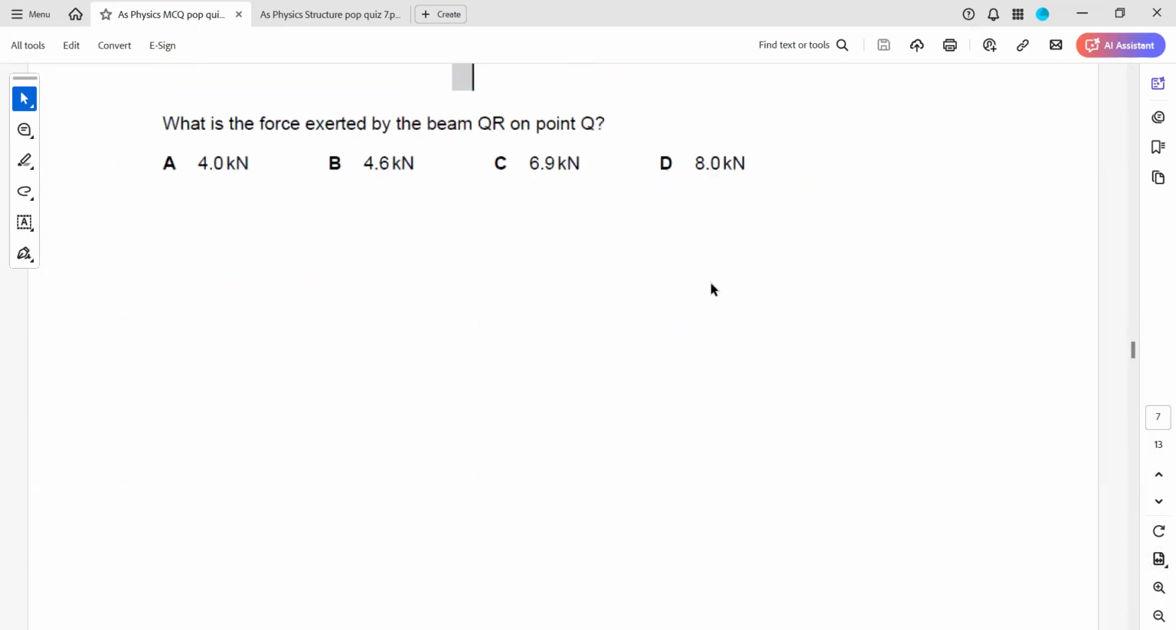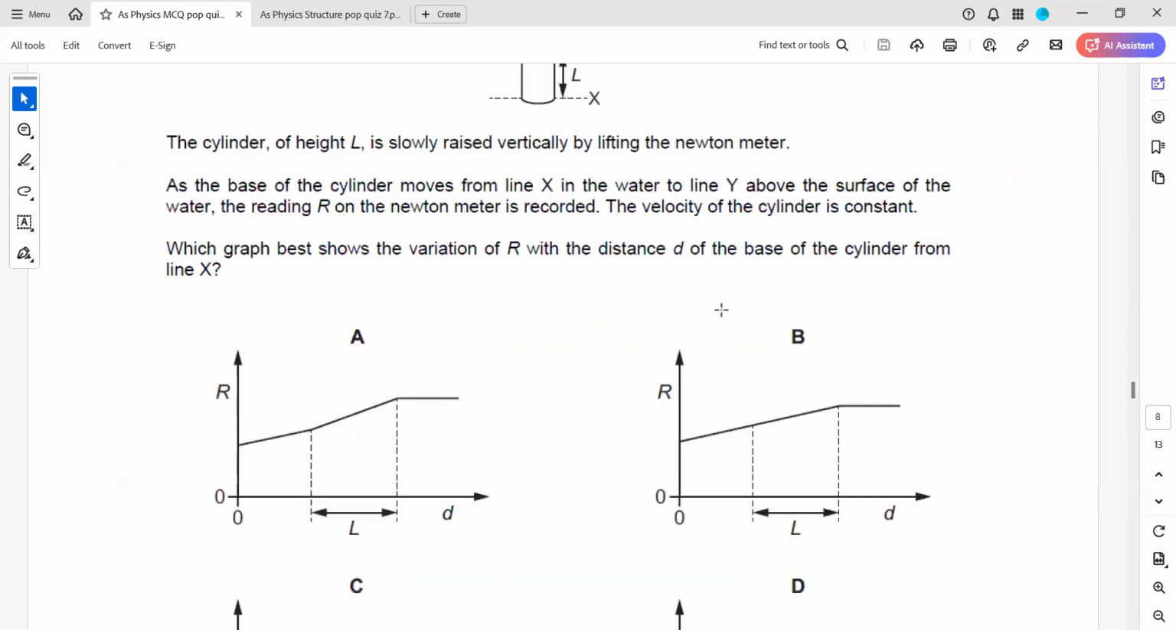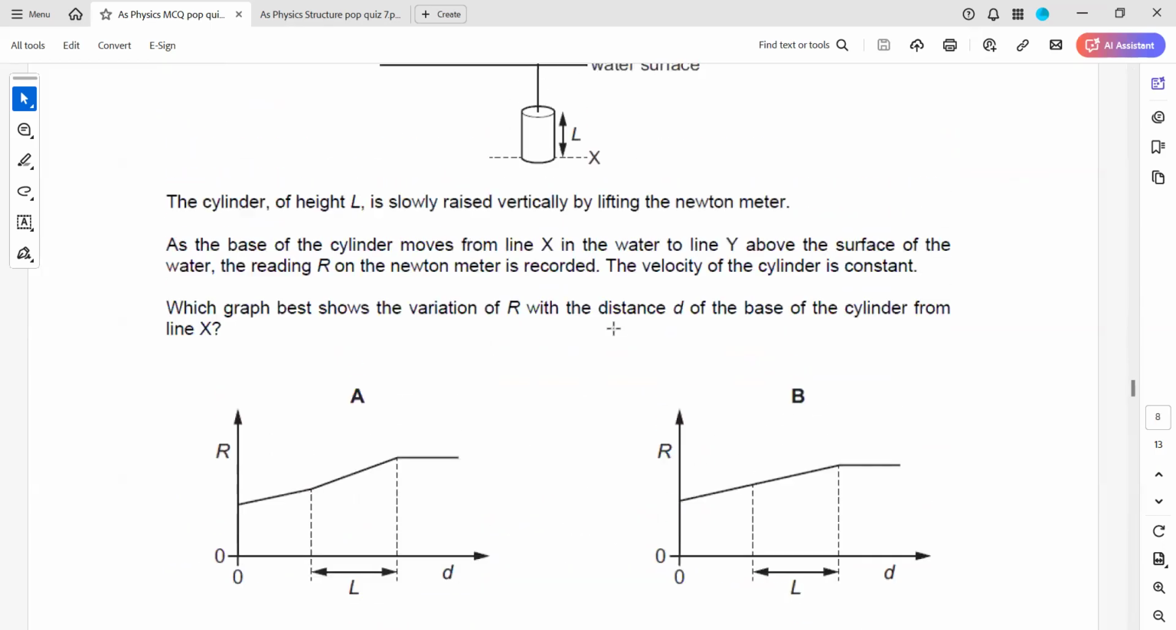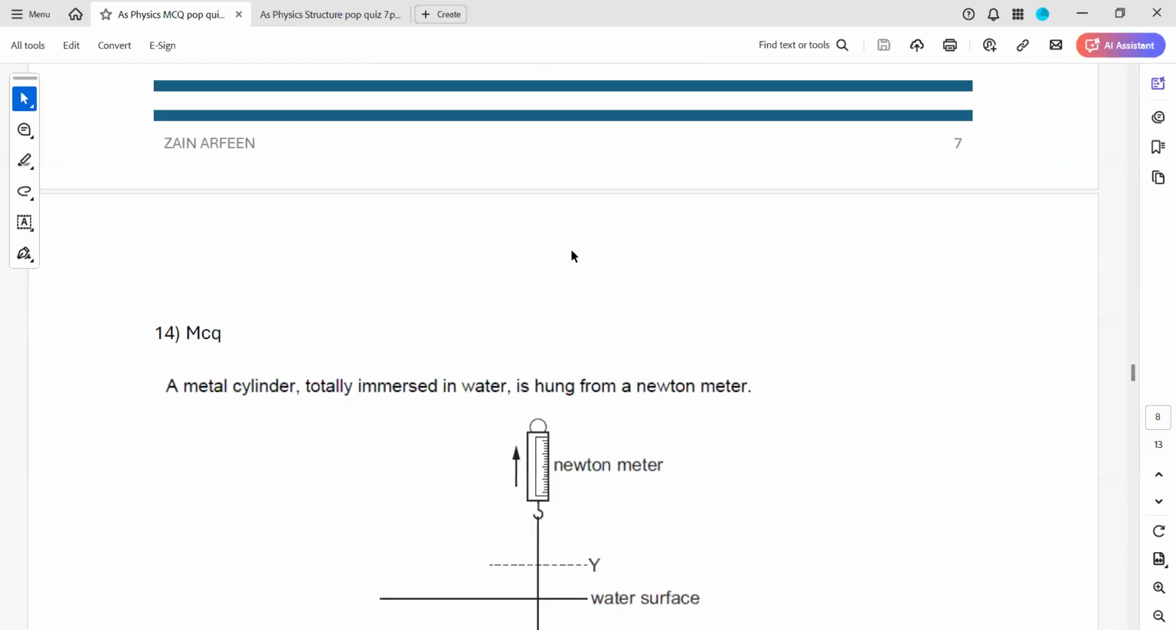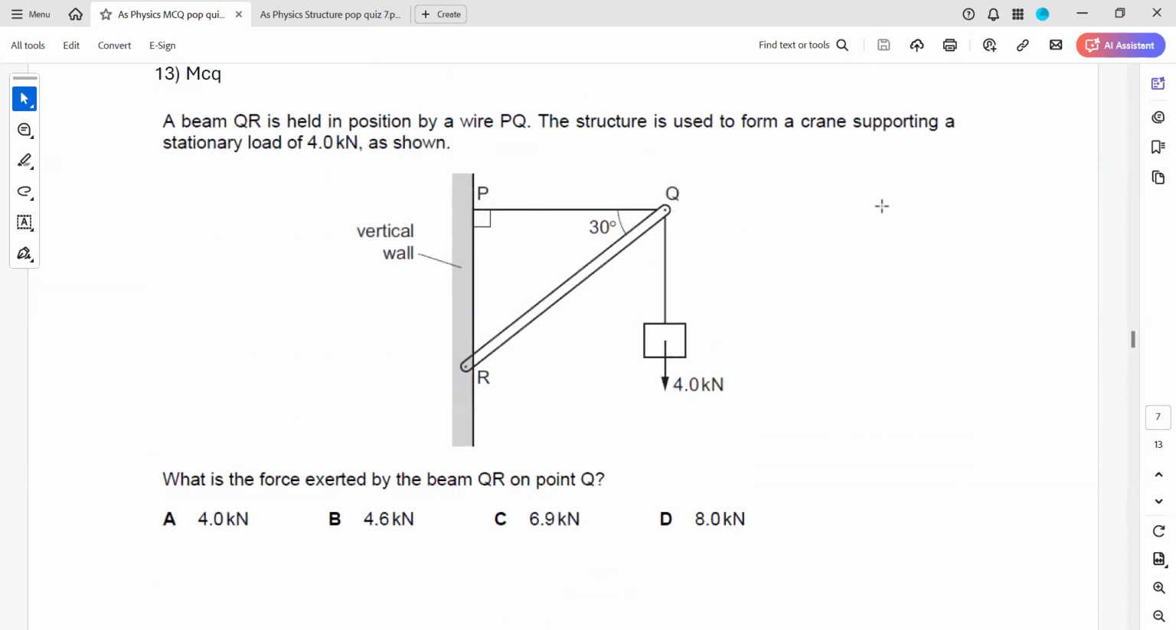Question 13, question 14, any doubt? Question 13, okay. Question 13. A beam QR is held in position by a wire PQ. The structure is used to form a crane supporting a stationary load of 4 kilonewton.